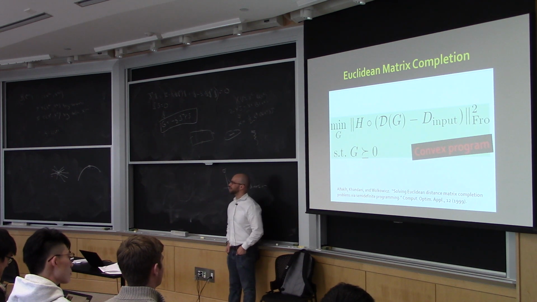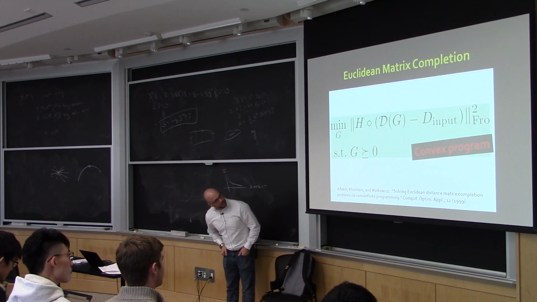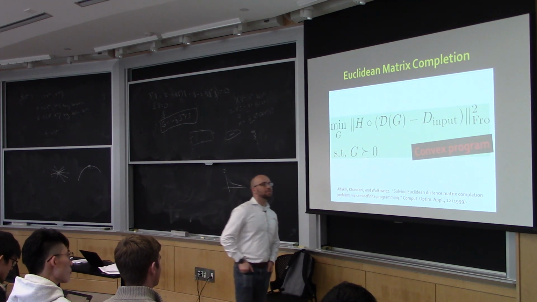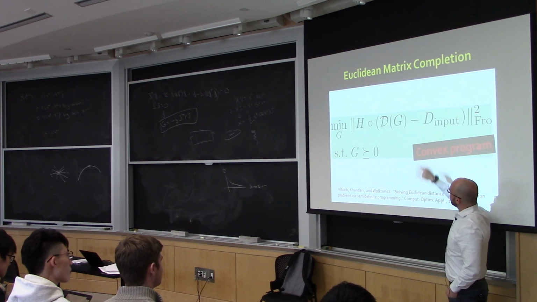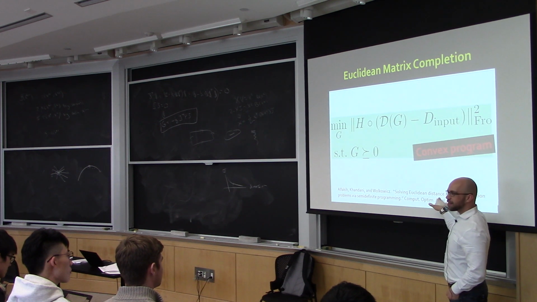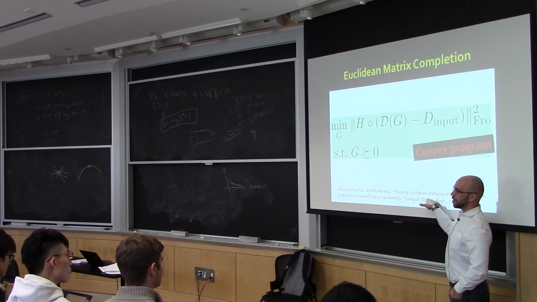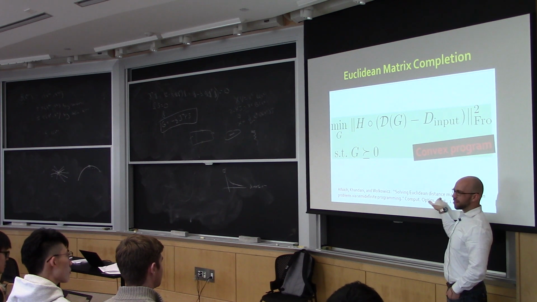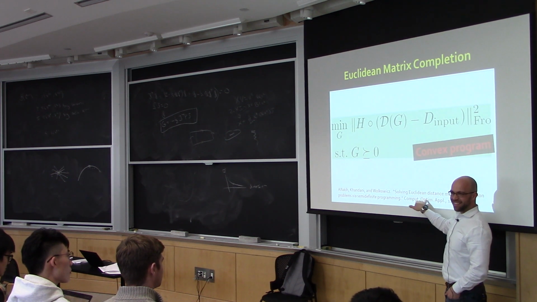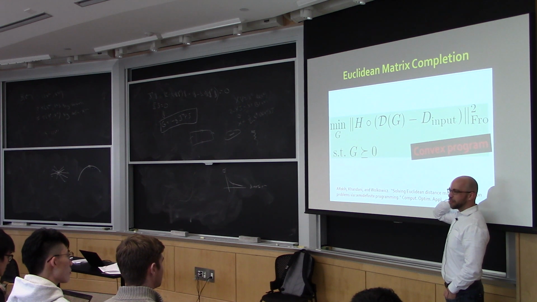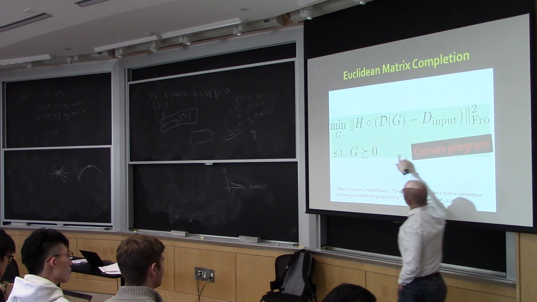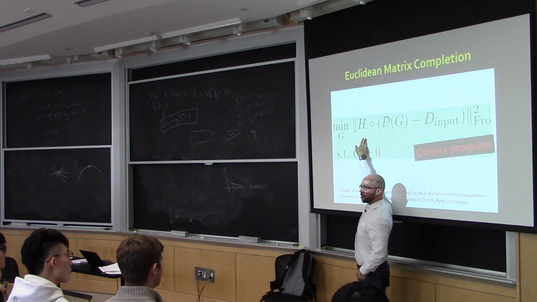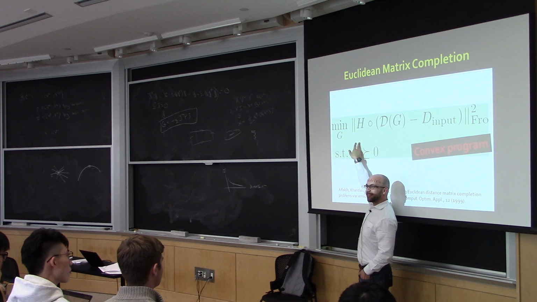It also shows up in Netflix-problem-style stuff, although this is slightly different. So here, let's explain the notation a little bit. D input is some incomplete matrix of pairwise distances that I've measured. And in this particular work, I'm going to assume that my distances are not just any distances, but they come from a Euclidean embedding. Incidentally, the set of distances that come from a Euclidean embedding is not the set of all distances. This is something that we showed, remember, at the beginning of last lecture. H here is a binary matrix, which is just a mask. It's just going to turn off places where we don't know distances.